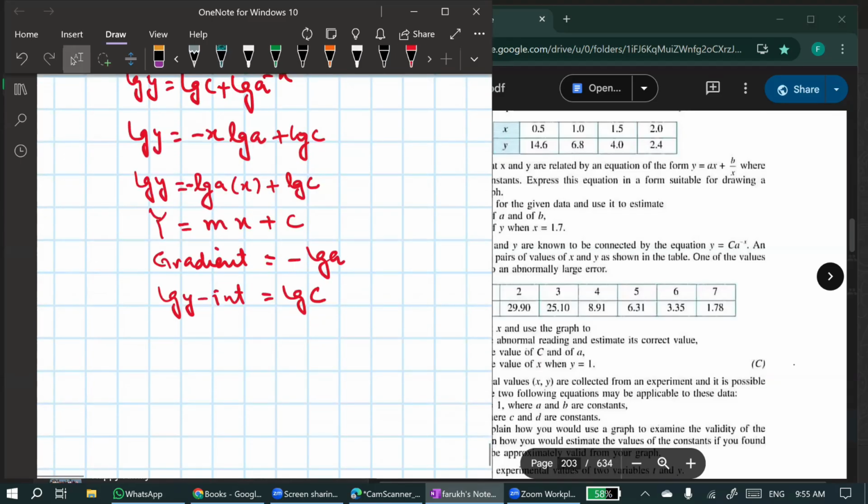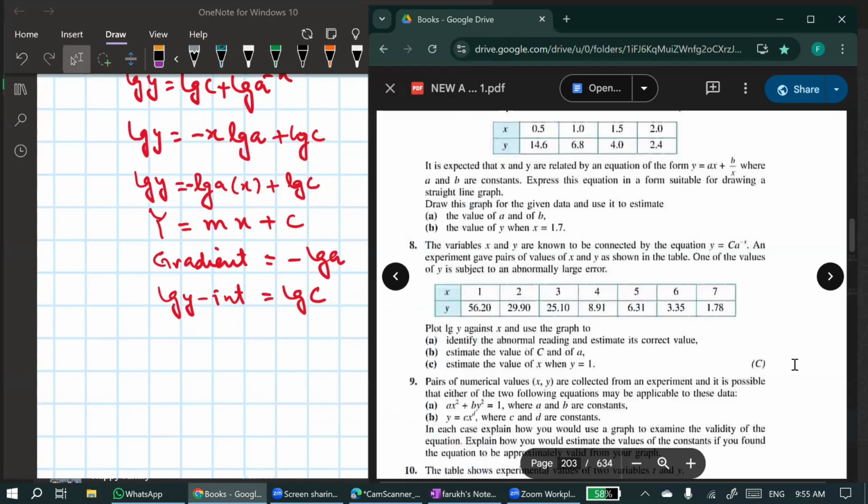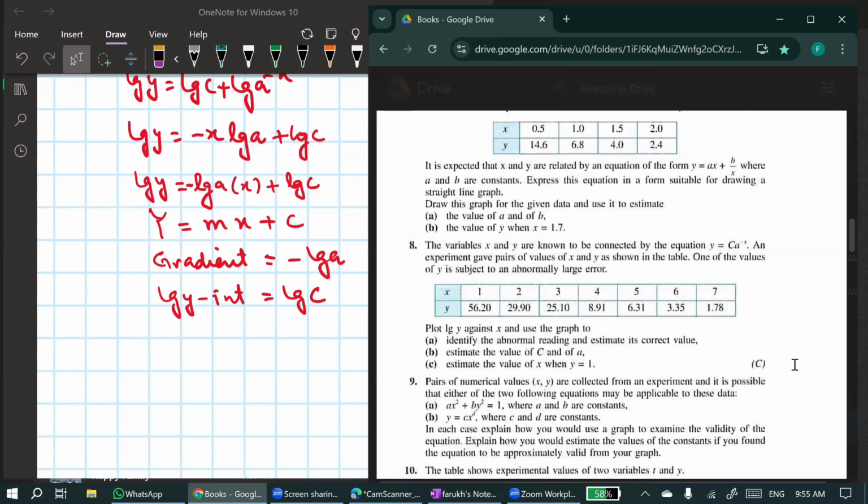Now we will have to draw one column, populate one column in this table, that is LGY.